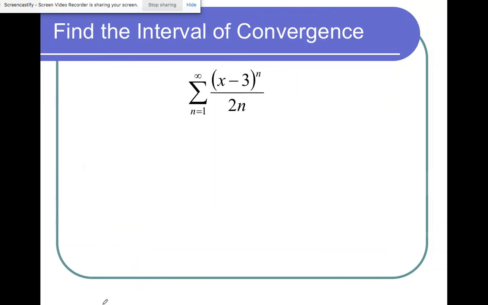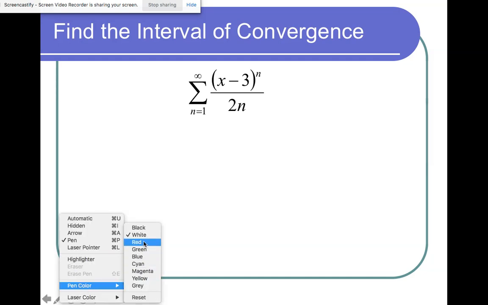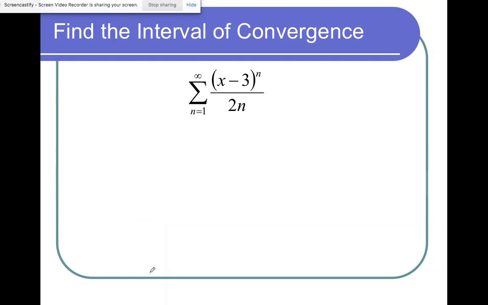Whoops, I forgot I had another example. I wanted to do an example where your center wasn't 0. Do you see what your center is here? Right? So your center is 3. The radius of convergence will tell you how far you can go right and left, but they want to know the interval of convergence. So that means you have to test the endpoints.